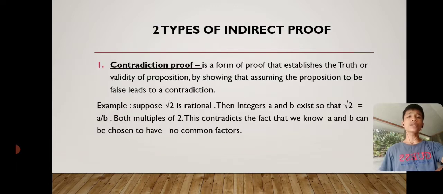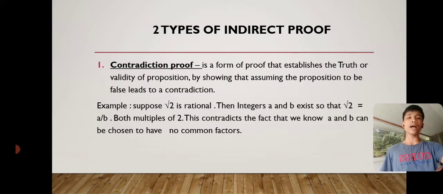There are two types of indirect proof. The first type is contradiction proof. It is a form of proof that establishes the truth or validity of a proposition by showing that assuming the proposition to be false leads to a contradiction.